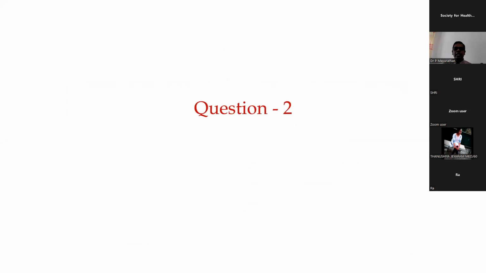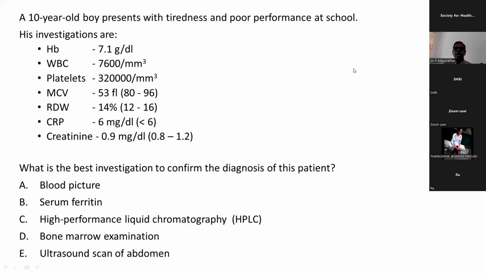Now we will move on to question number 2. A 10-year-old boy presents with tiredness. Investigations show hemoglobin 7.1 with normal WBC and platelets, but you can see MCV is very low and RDW is normal. This is the difference between iron deficiency anemia and thalassemia. In iron deficiency anemia, MCV will be reduced proportional to the hemoglobin, with a higher RDW. But in thalassemia patients, the MCV reduction is very significant, very low compared to the hemoglobin, and the normal RDW is the typical full blood count appearance of thalassemia patients.